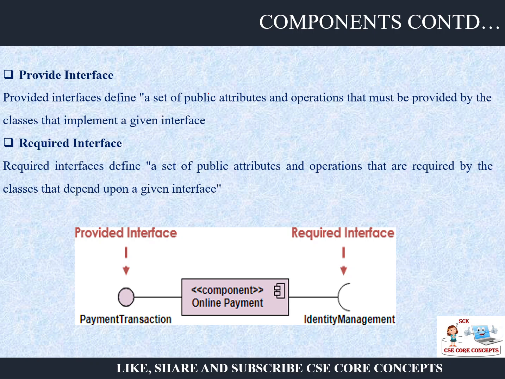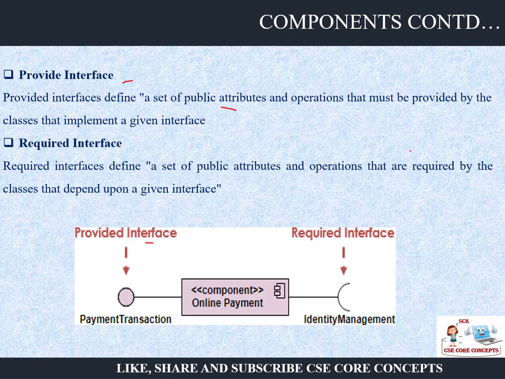Now there are two types of interface. One is the provided interface. A provided interface defines a set of public attributes and operations that must be provided by the classes. You can see this is the provided interface, a set of public attributes and operations. So if it is an online payment system, the person who is using it will have to give some data, the PIN number and the value, the amount, etc.